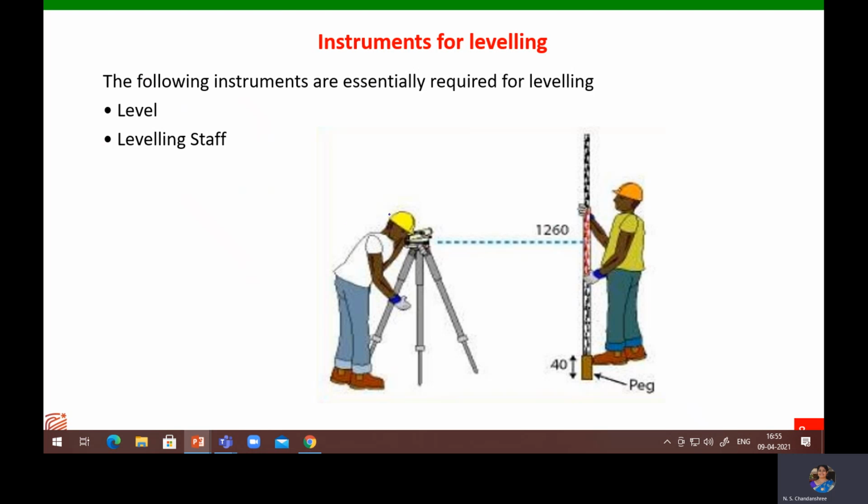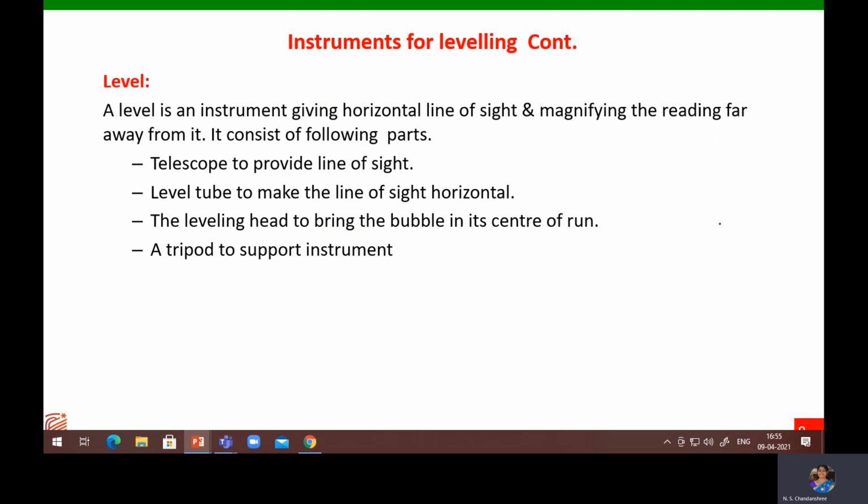Next, to conduct this survey, we need two major things. One is the level, that is auto level. The other one is the leveling staff. This is the leveling staff. A leveling staff is a vertical scale which comes in various lengths. Sometimes we get the leveling staff in 2-meter length, 3-meter length, 4-meter length, 5-meter length and 6-meter length. Even longer sometimes we get, but those are used for very special purposes.